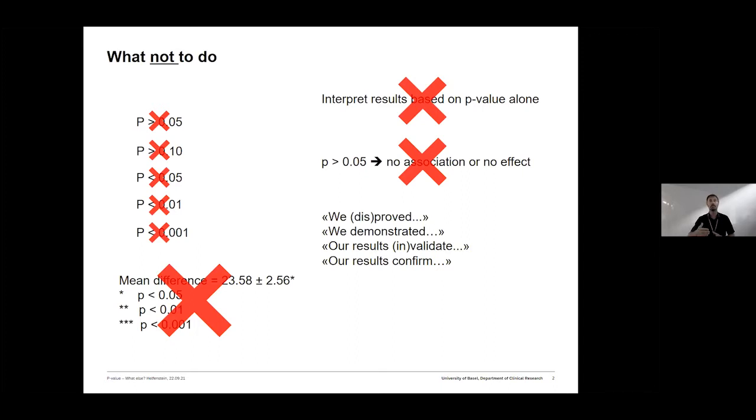Our results may validate or invalidate a given hypothesis, or we confirm previous results or previous studies. We would like you to stop using those strong words, and we're going to offer alternatives that are more reasonable, we think, without necessarily weakening your main message in the end. So those are the don'ts.